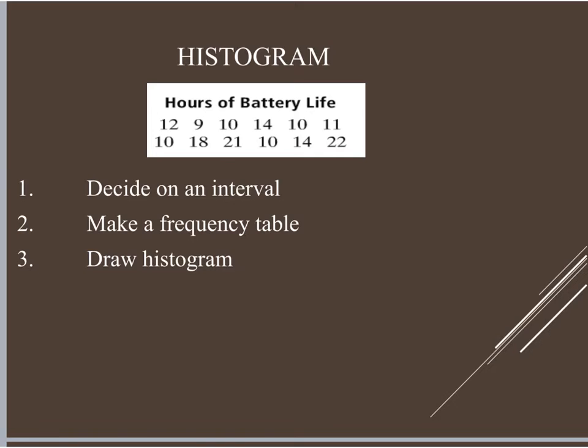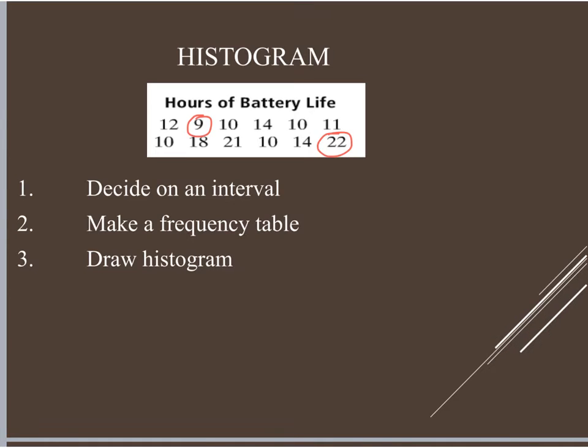So to create a histogram, a lot of times what you have to do is you have to decide first and foremost what your interval is. So I like to go and find the minimum and the maximum numbers. So looking at my data here, it looks like the number 9 is my smallest number, and it looks like 22 might be my largest number. Now I have to decide what is the best interval going to be to show my data.